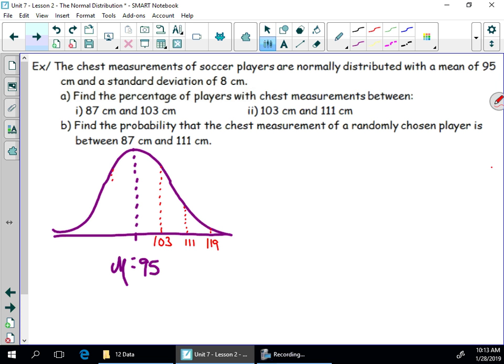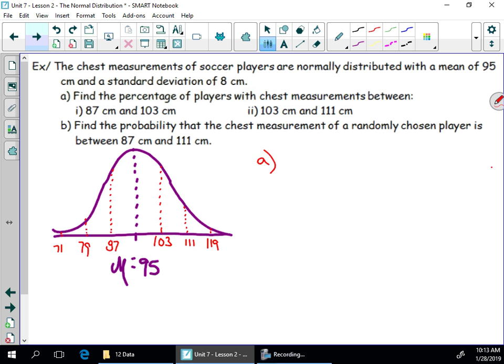Do the same thing the other direction. I go down. 95 minus 8 would be 87. Minus 8 more would be 79. Minus 8 more would be 71. Notice my bars are roughly the same size. And based on the diagram, I can now answer some questions.